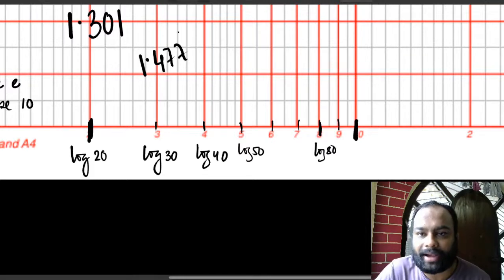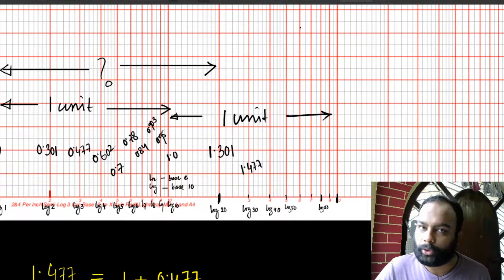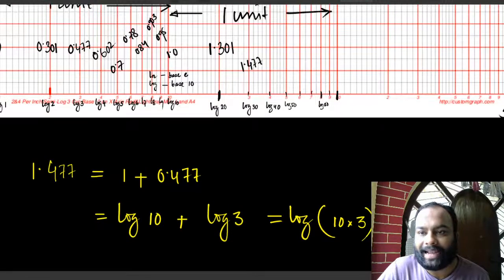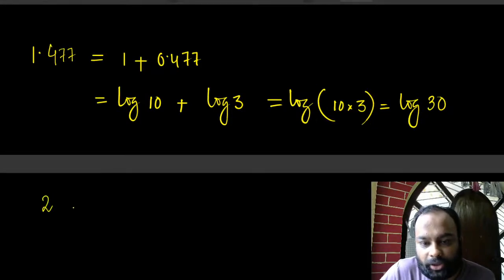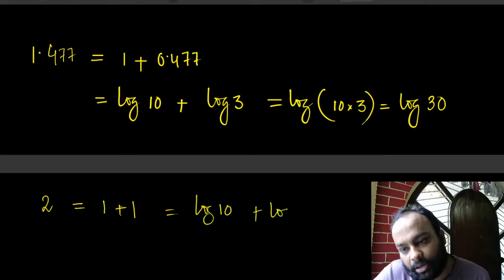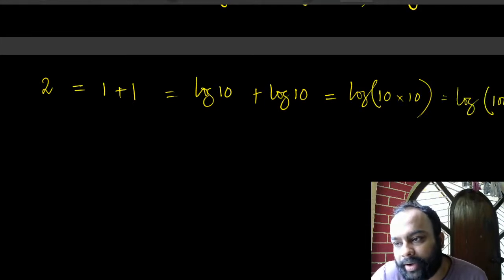My question is, let's go back. How much is this entire length? This length is 2 units, right? And what is that thing whose logarithm is 2? This entire length is 2 units, and 2 is 1 plus 1. This is log 10 plus log 10. That's going to be log 10 into 10. How much is that? Log 100.